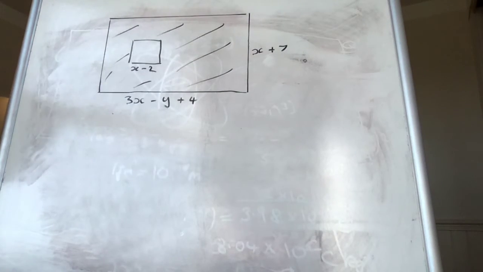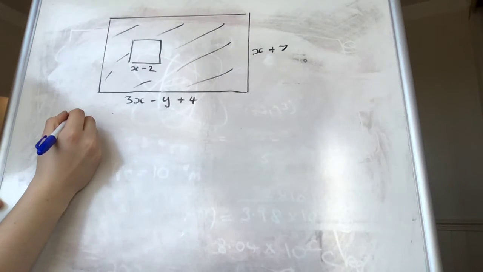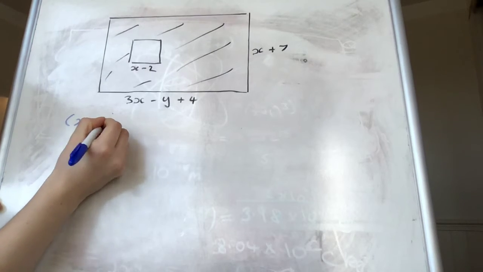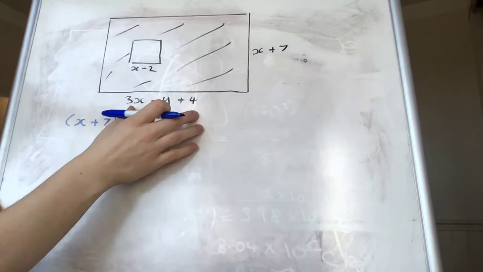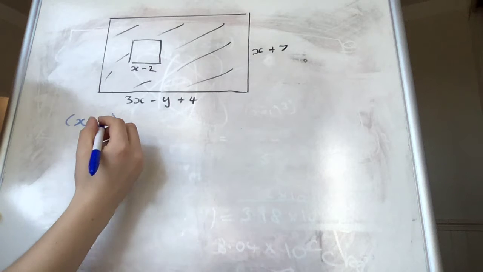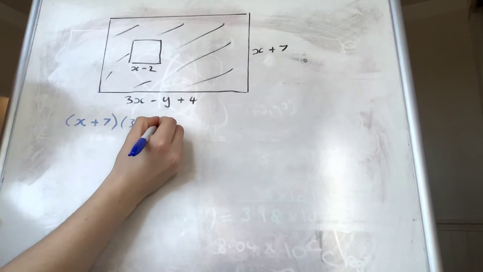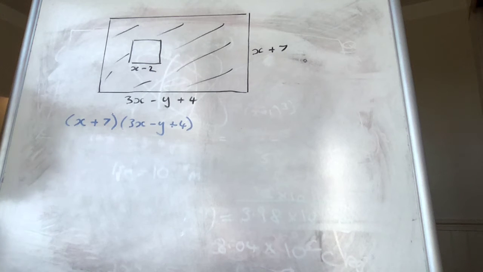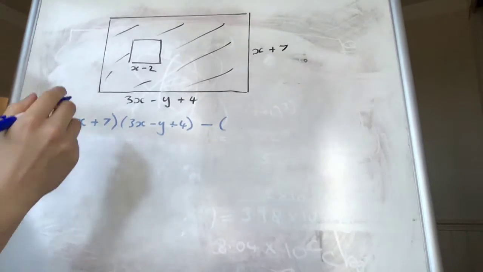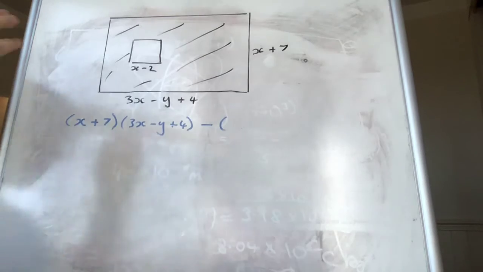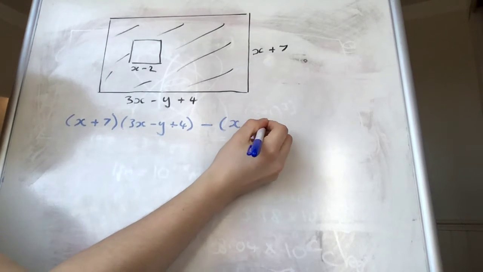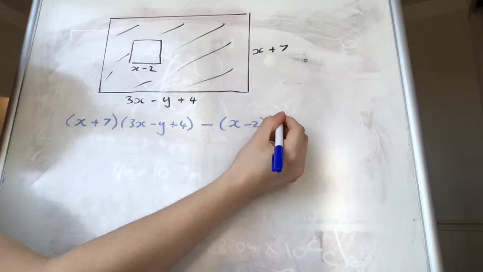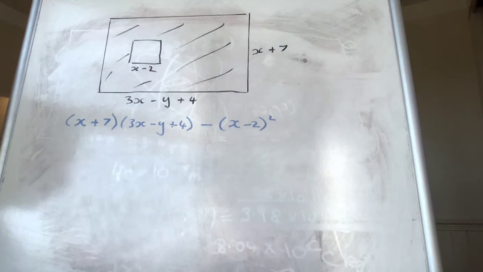So we're going to take x plus 7 and multiply that by the length here, 3x minus y plus 4. That gives us the area of the rectangle. Then we want to take away the area of the square, and we know that the area of the square is the length times the width. So that's x minus 2 times x minus 2, or for short, x minus 2 squared.